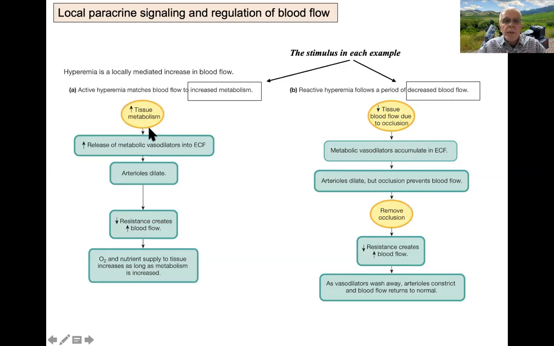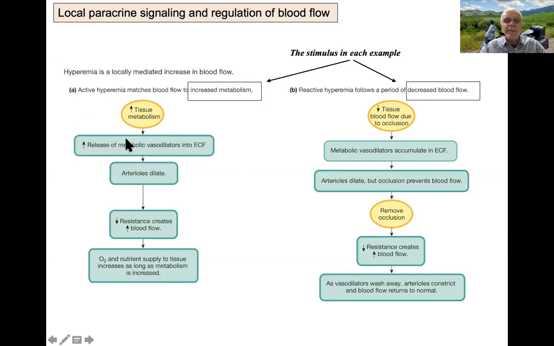If tissues exhibit increased metabolism, they'll increase the release of metabolic vasodilators like carbon dioxide and hydrogen ion. There'll be less oxygen. That'll cause the arterioles and the pre-capillary sphincters to dilate. There'll be less resistance to the flow of blood. It'll increase, and it'll bring in more oxygen and nutrients to supply the tissue. And that'll increase as long as the metabolism is increased. We call this kind of response an active hyperemia.